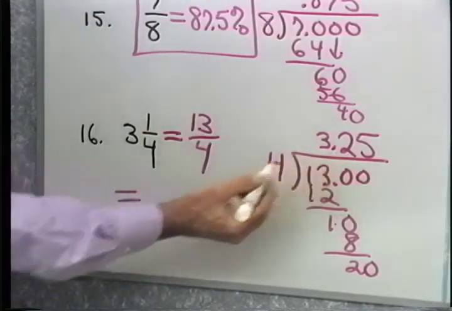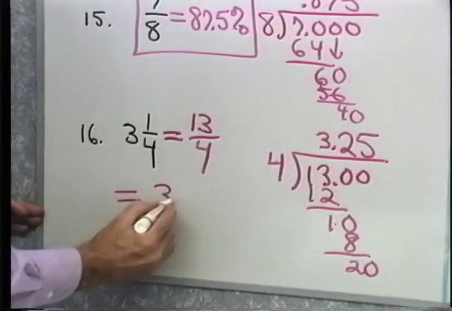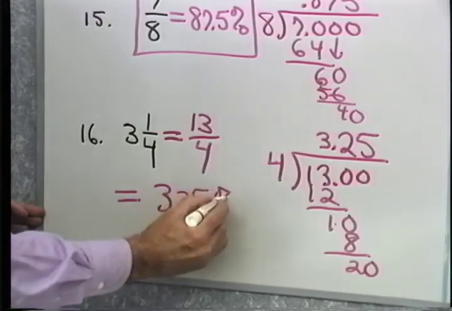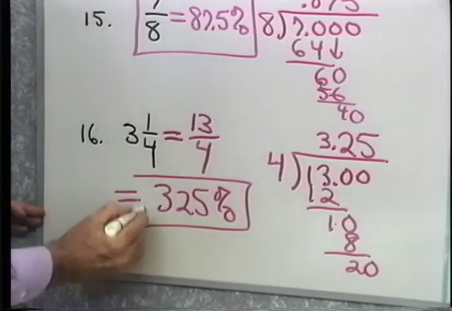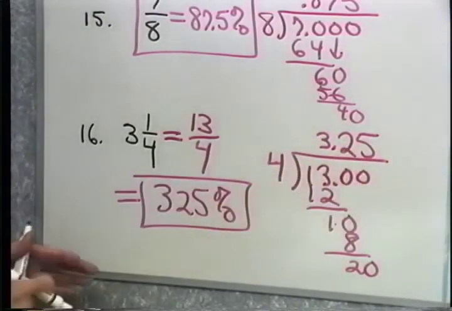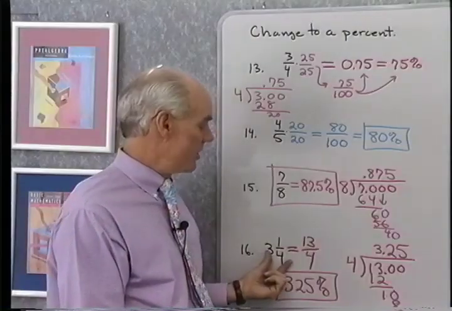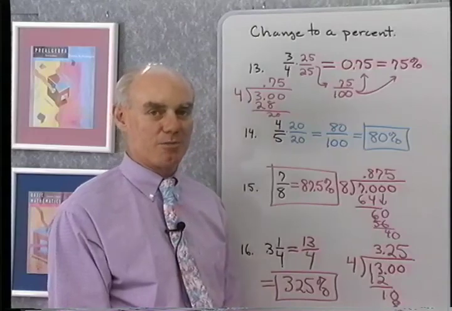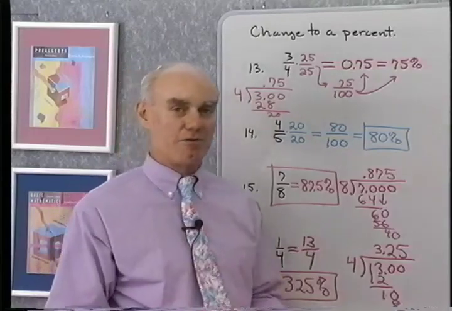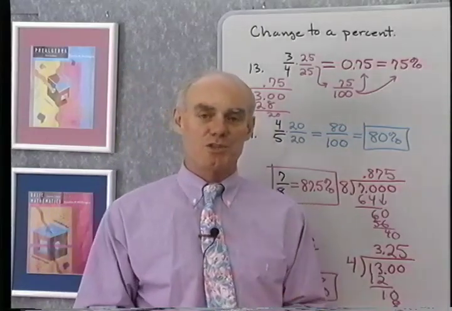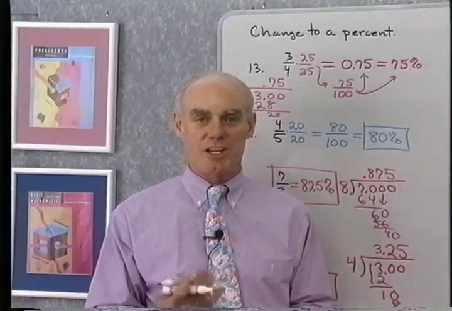Changing that decimal to a percent, I get 325%, because I moved the decimal point 2 places to the right and attach a percent symbol. And that's right, because this number is larger than 1, so as a percent it's going to be larger than 100%. So there's a look at the conversions that are involved in going between percent and fractions and percent and decimals.